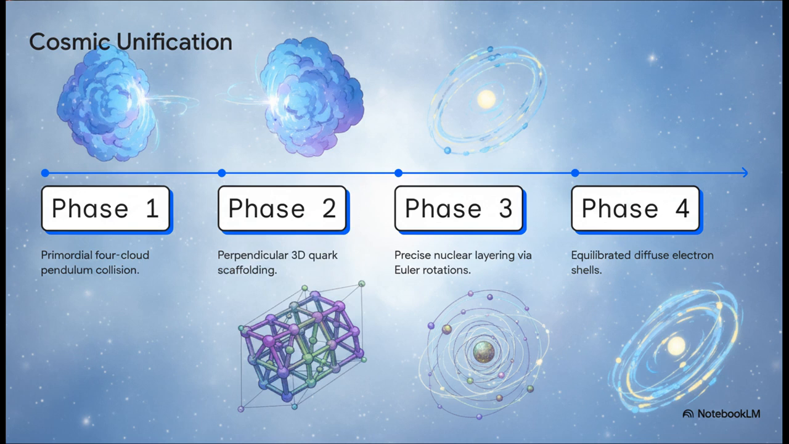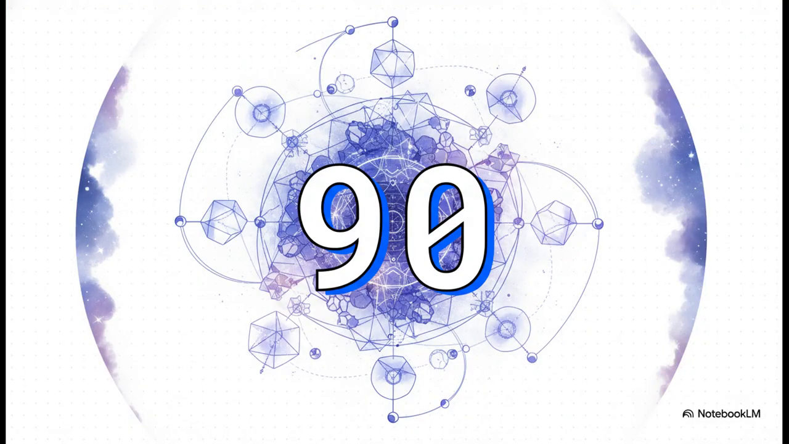And that primordial perpendicular geometry is exactly what we just watched play out in Phase 3, the precise nuclear layering driven by those 90-degree Faraday quarters and Euler rotations, which finally leads to Phase 4, the equilibrated electron shells with their vast empty space. You have macroscopic cosmological origins and microscopic quantum physics completely unified through rotational wave dynamics. And it honestly all comes down to a single number, 90, a 90-degree shift. A quarter turn. It is just so profound in its elegance.